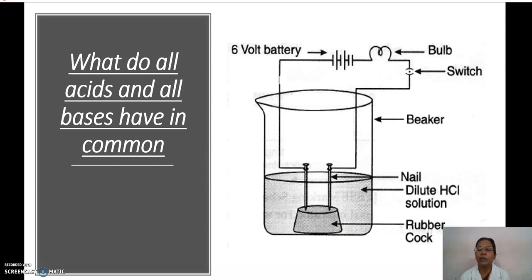And you know that electricity is a flow of charges. So here, hydrochloric acid is dissociating into H plus ions. These H plus ions are the reason for the conduction of electricity.